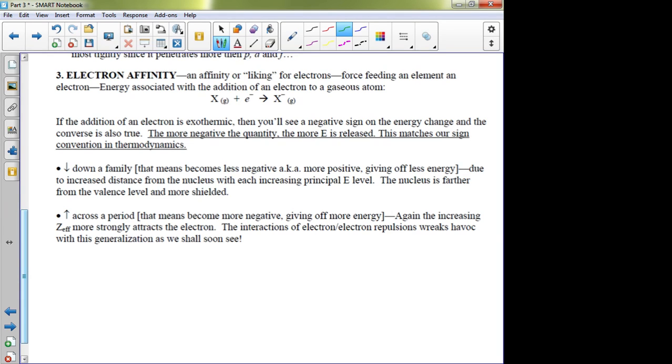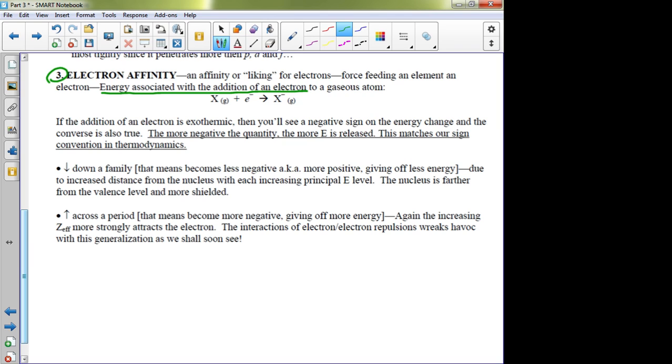All right, number 3. Electron affinity. Electron affinity is the opposite of ionization energy. Ionization energy is the amount of energy it takes to remove an electron, so electron affinity is the amount of energy it takes to add an electron. Everything we just said about ionization energy is going to be the exact opposite. So we're closer to the nucleus.